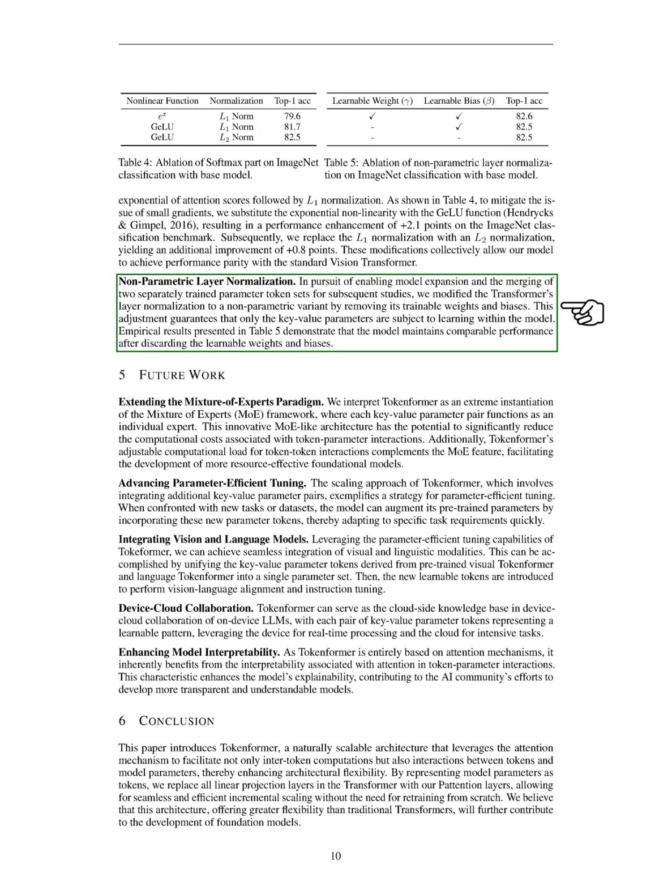Additionally, we modify the transformer's layer normalization to a non-parametric version by removing its trainable weights and biases. This ensures that only key value parameters are learned, and our empirical results show that the model maintains comparable performance after this adjustment.